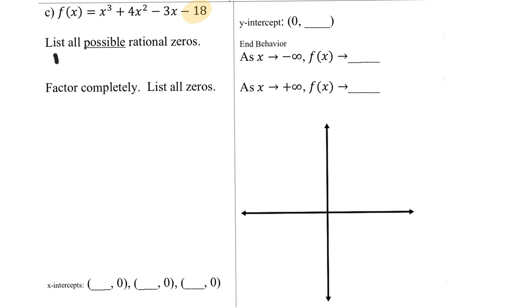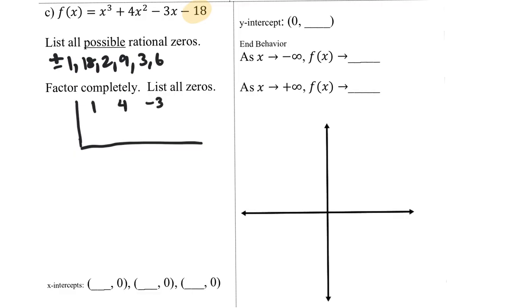Okay, positive and negative could be 1 times 18, 2 times 9, 3 times 6. I think that's all of them. You could check your factor sheet if you have trouble thinking of the numbers. Here, let me set it up: 1, 4, negative 3, negative 18.